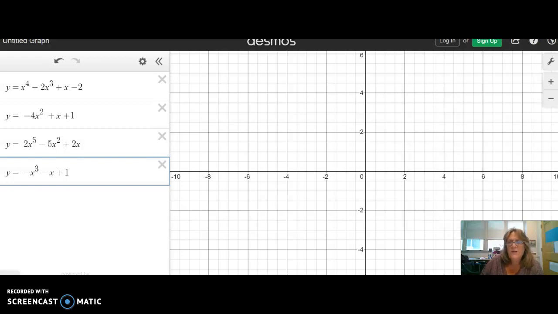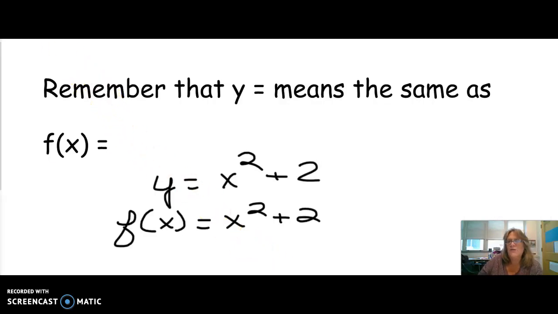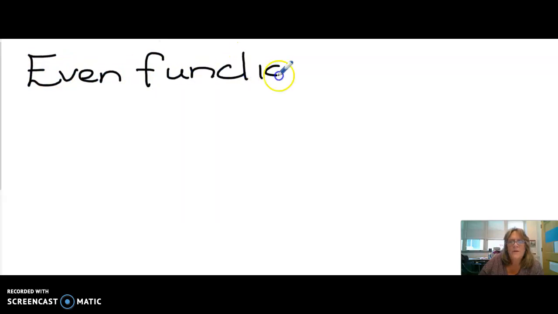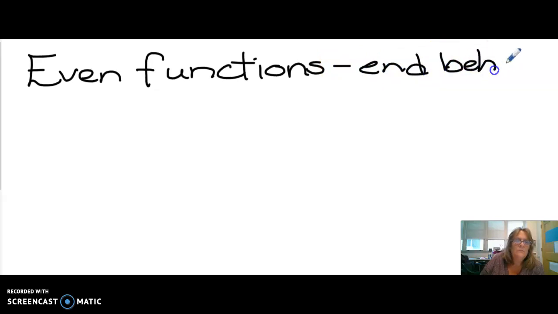One thing that you need to know about the end behavior of even functions, they both point in the same direction. So when you have even functions, that means that the largest exponent in the equation is an even number. Then the end behavior, they're both going to point in the same direction.